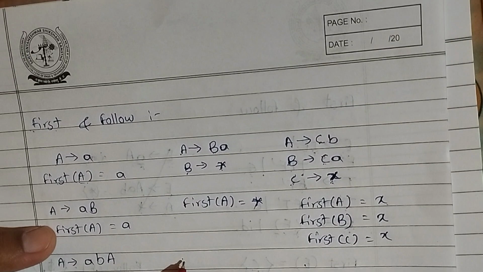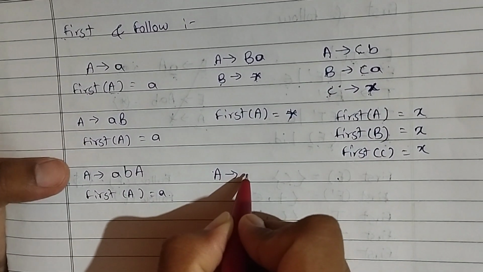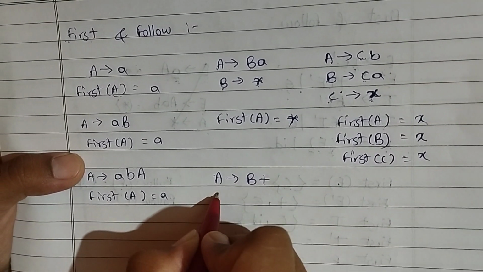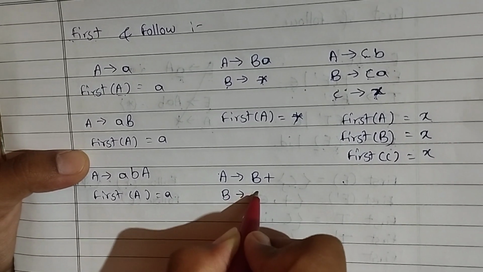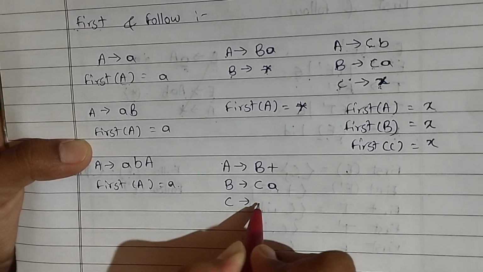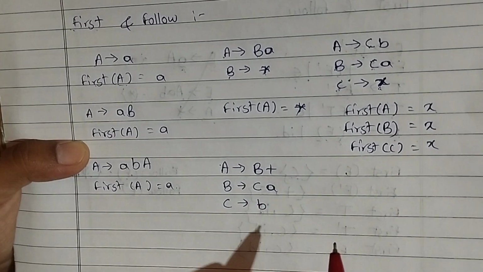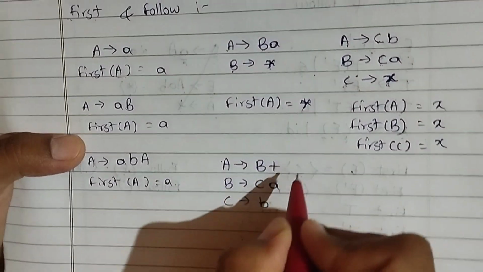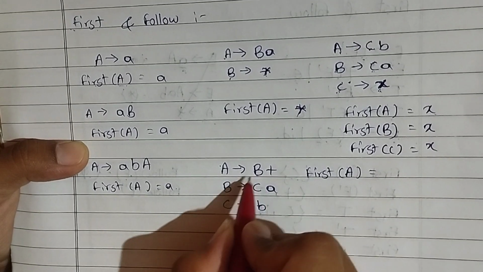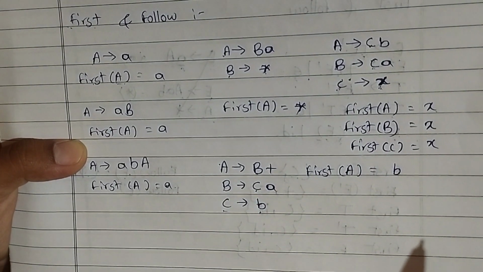Let's suppose the example is A → B, B → CA, and C → b. Then in this case first of A is B, but B derives capital C, and capital C derives small b. So first of B is b.